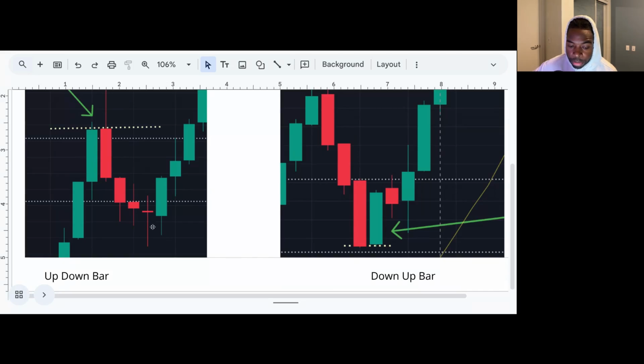And then we have these long bottom side wicks we just talked about. Shows price is getting pushed back up. Buyers are stepping in. So really good signs here.